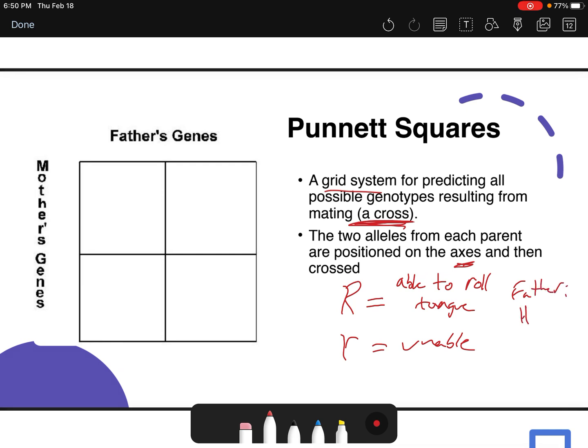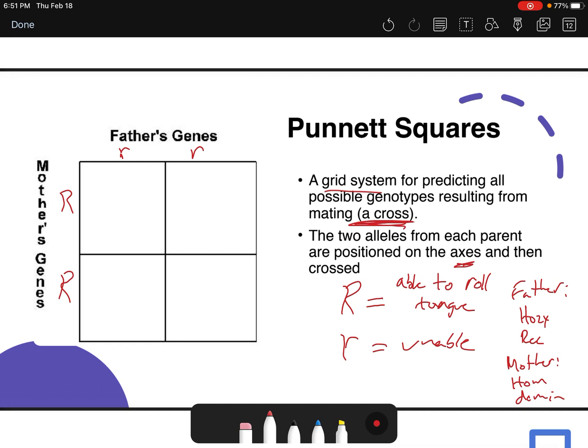So if we were given that the father is homozygous recessive and that the mother is homozygous dominant, we would set it up so that the father's genes are on the top here. So little r, little r here, and then the mother's genes are going to be big R, big R.